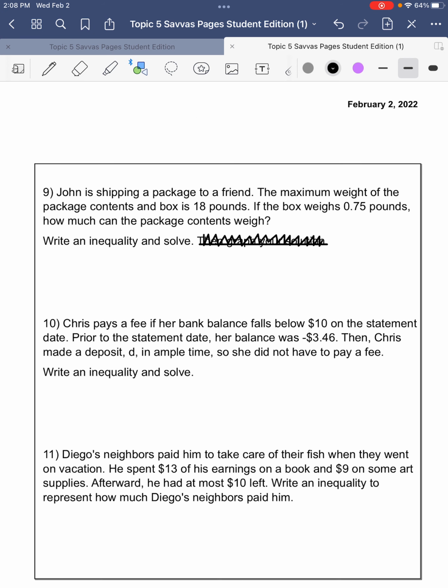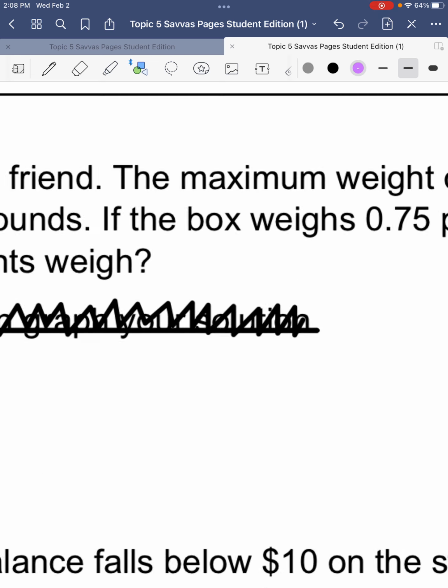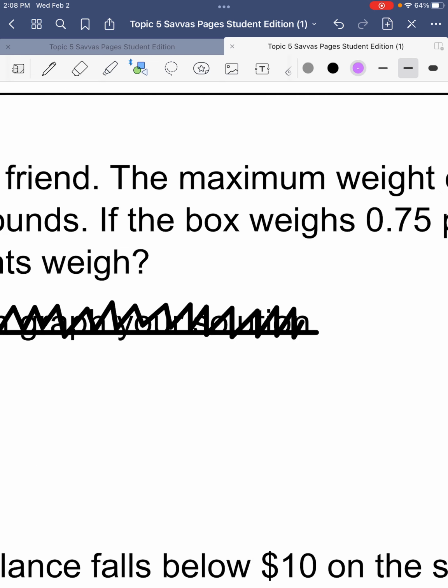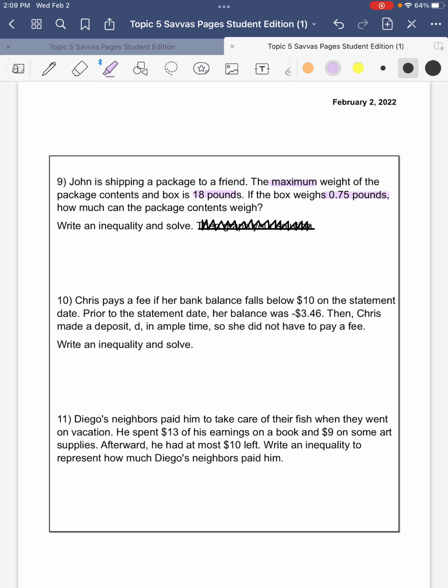Okay? So, some important information. He's shipping a package to a friend. There's nothing really important about that. The maximum weight. Maximum's a key word for us. The maximum weight of the package, contents, and box is 18 pounds. Okay, if the box weighs 0.75 pounds, how much can the package contents weigh? Okay, so we've got two important numbers, and we have a key word, and that key word is maximum.